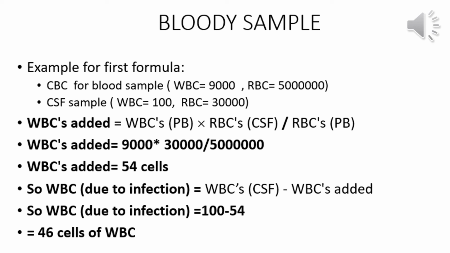Now, when you know the number of white BC added, we can know the number of white BC that are present in the CSF due to infection by: white BC counted in CSF minus white BC added. So the number of white BC in CSF is 100. So you can remove 54 cells of white BC added that come from peripheral blood. So the total number of white BC due to infection is 46 cells.